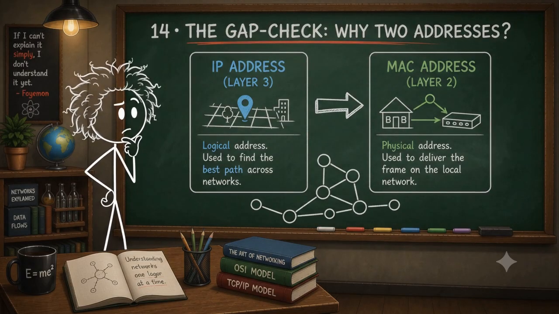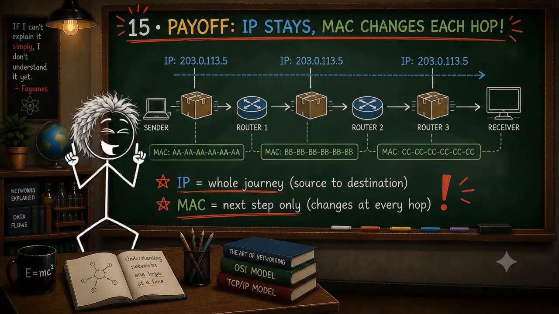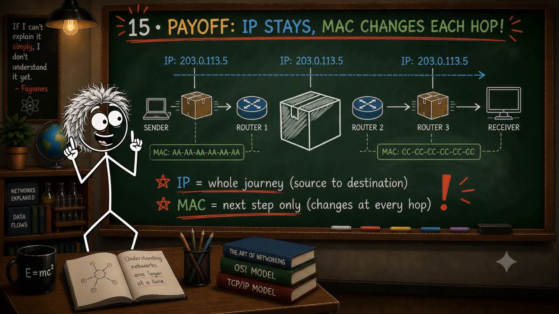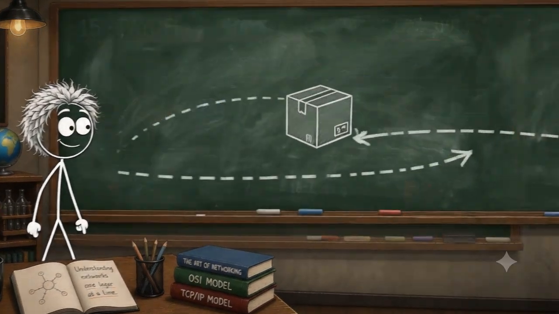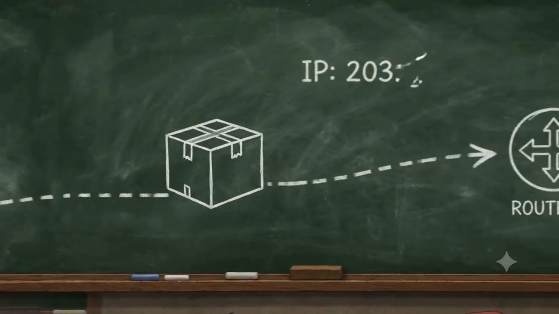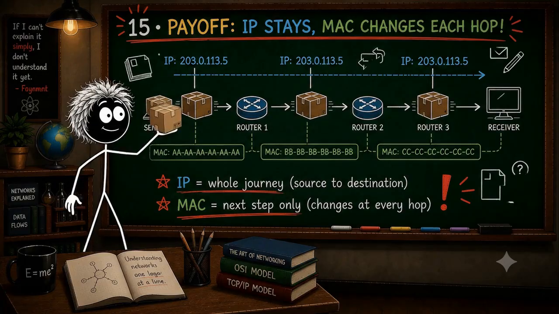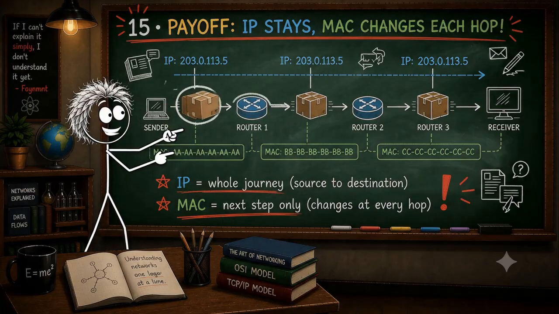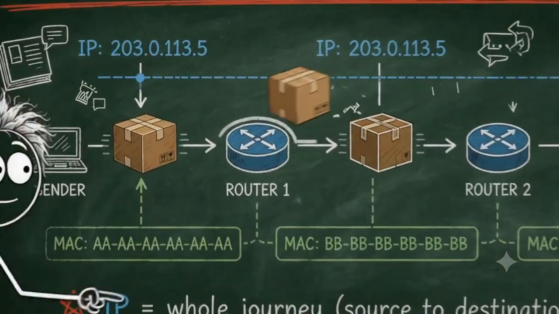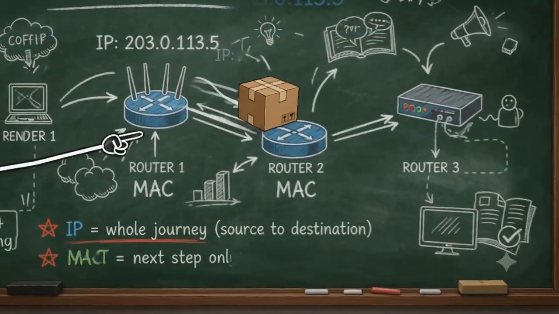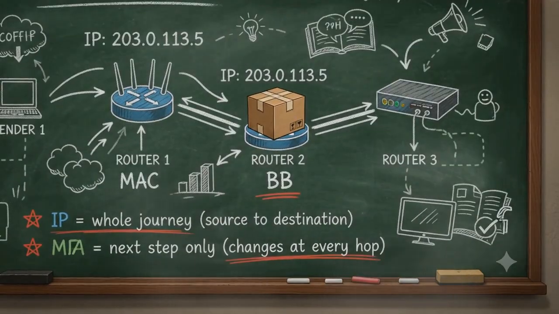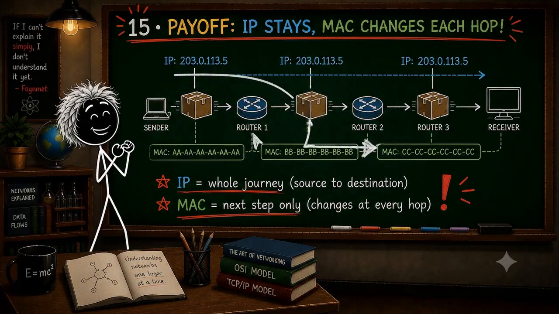The IP address is the destination across the entire internet, like a full mailing address. The MAC address is only the next physical hop, like saying, hand it to the person at that desk, right there. And here's the key. Your IP address stays the same for the whole trip, but the MAC address changes at every single router along the way as the package gets handed from one point to the next.